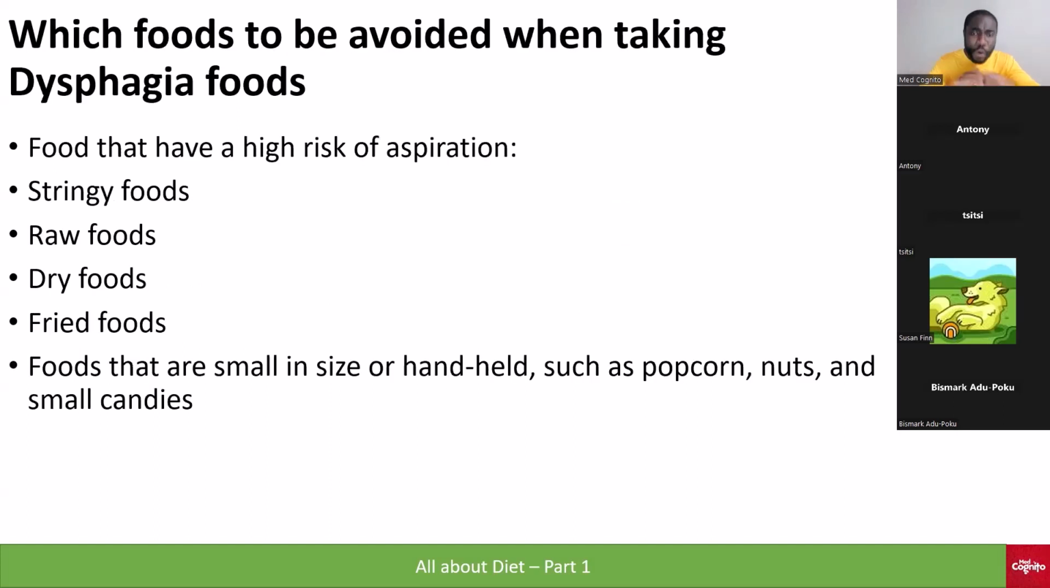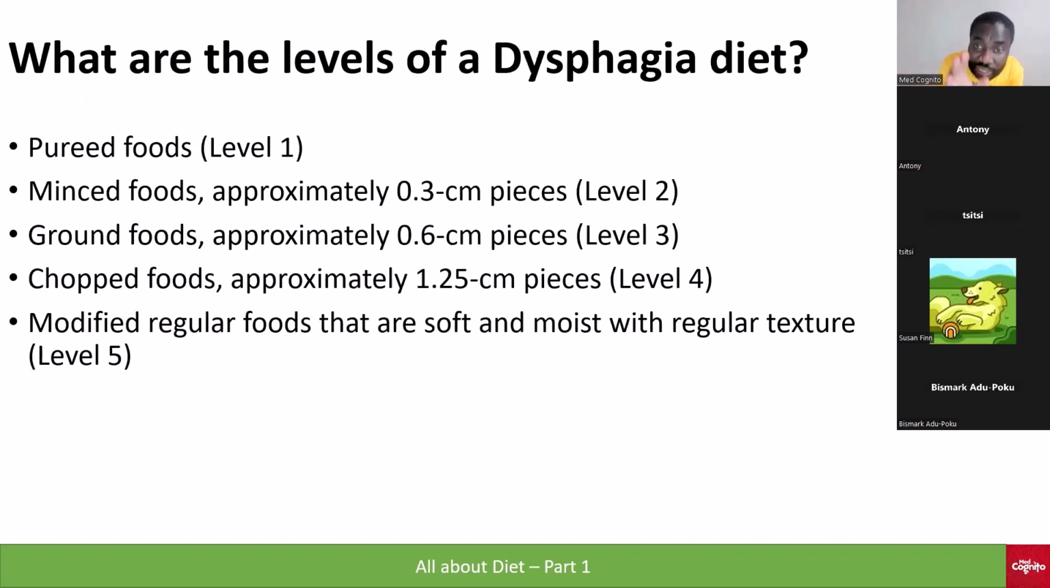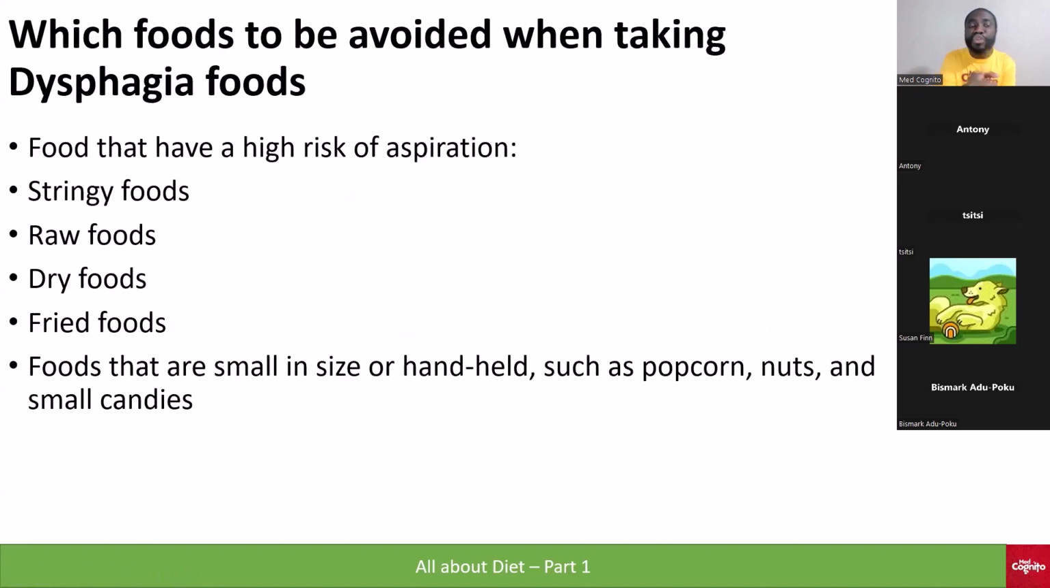And which foods should we avoid when taking dysphagia diets? Inasmuch as we are learning the foods to give, we also have to learn the foods to avoid. Number one, stringy foods, because they can easily aspirate it. Number two, raw foods. Number three, dry foods, because don't forget that even at level five, it should be soft and moist with regular texture. So foods you want to avoid will be raw foods, dry foods, fried foods, and foods that are small in size or handheld, like popcorn, nuts, and small candies.